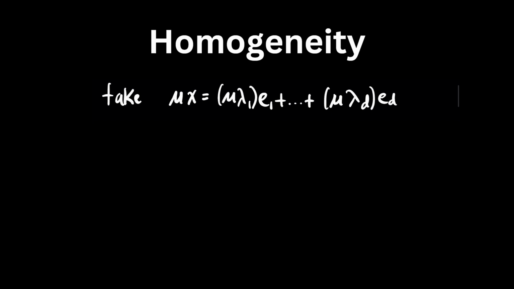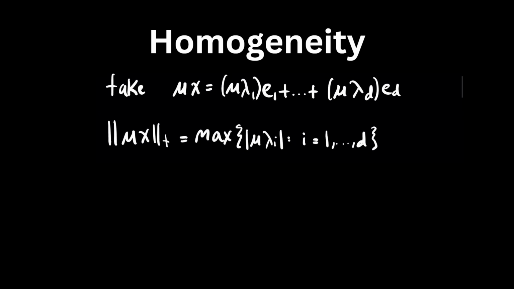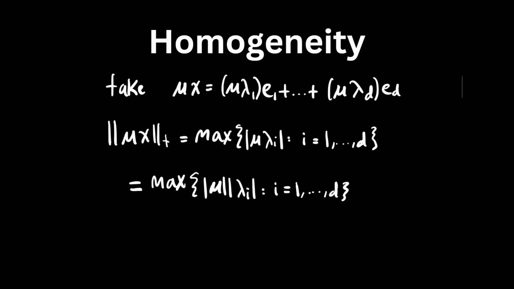Next, homogeneity. Scaling by some scalar mu. If we multiply X by scalar mu, we get mu times X is mu lambda 1 times E1 all the way up to mu lambda d times ED. Now we apply the norm definition to our scalar multiplied by X, and by factoring out the absolute value of mu, we get homogeneity, so it holds.